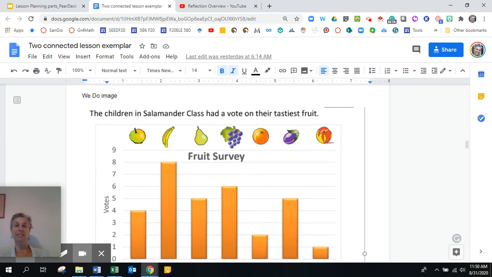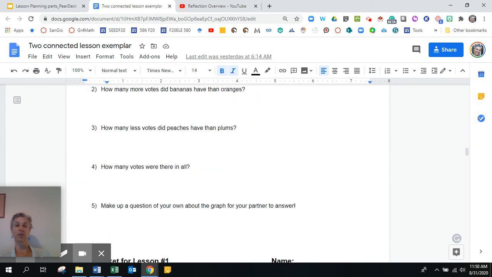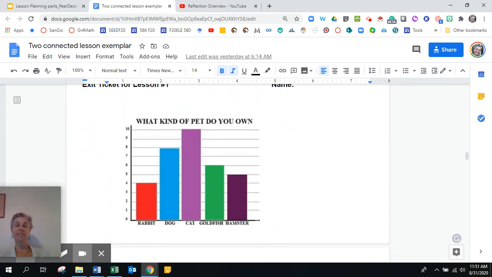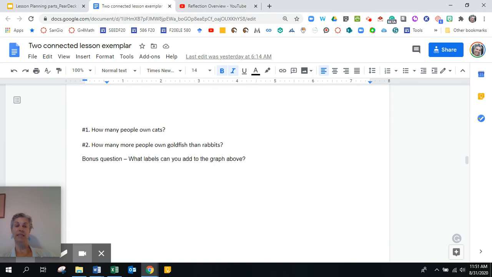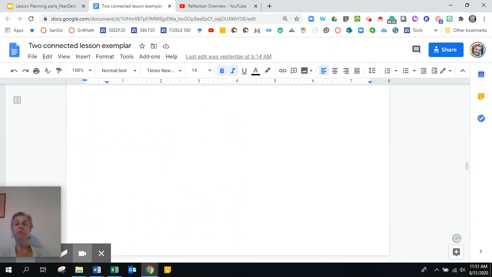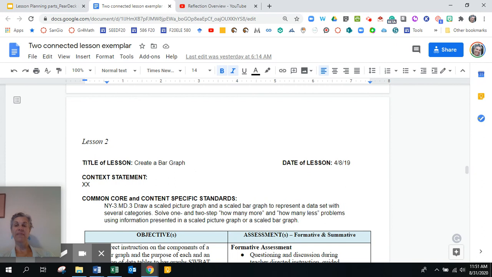So this is the exact images and materials that they're going to use. And here are the questions that they have. And this is the final check that they have, their exit ticket at the end. So that's all the materials that you need for your lesson plan 1. And then the same thing you can see for lesson plan 2. So this is just an example to review so that you can help to see how all those different parts come together.